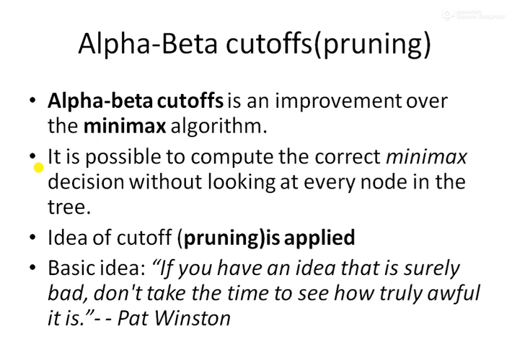So alpha beta cutoff or pruning is one technique used in MiniMax so that some of the branches of the tree will not be unnecessarily explored. It is possible to compute the correct MiniMax decision without looking at every node in the tree, and the idea of cutoff is applied here. The basic idea is that if you have an idea that is surely bad, don't take the time to see how truly awful it is, as mentioned by Pat Winston.